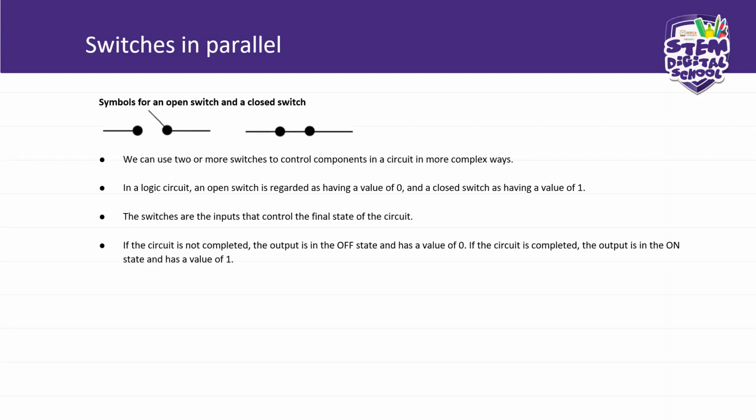The switches are inputs that control the final stage of the circuit, okay? I can say switches are circuit breakers because they break the flow of the current in a circuit, okay? And they are control components. Switches are inputs that control the final stage of the circuit. If the circuit is not completed, the output is in the off state and the value is 0.